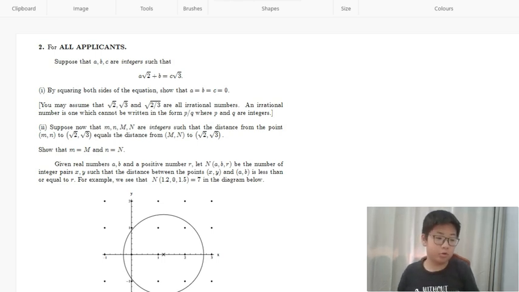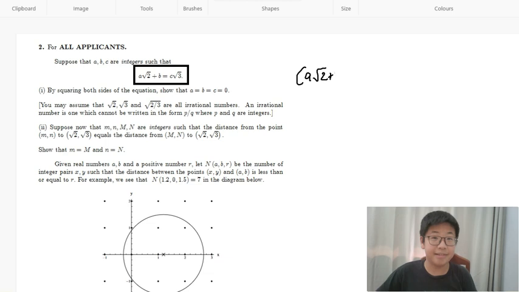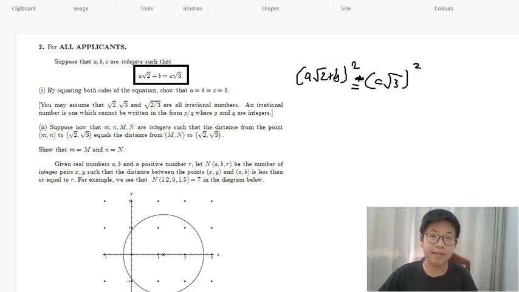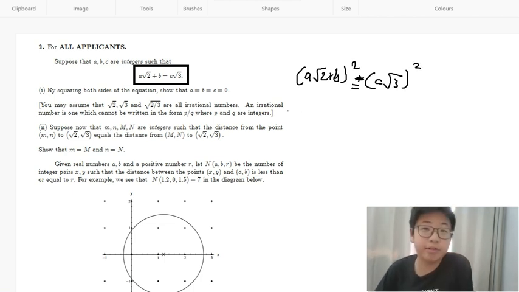Today we're now going to go through question 2 of 2010. So first we need to find out and prove something which involves the fact that root 2 and root 3 are irrational. So you're going to square both sides of the equation. What do we do? Put square brackets over them? No, we do this. There, and then we're now going to square both sides.